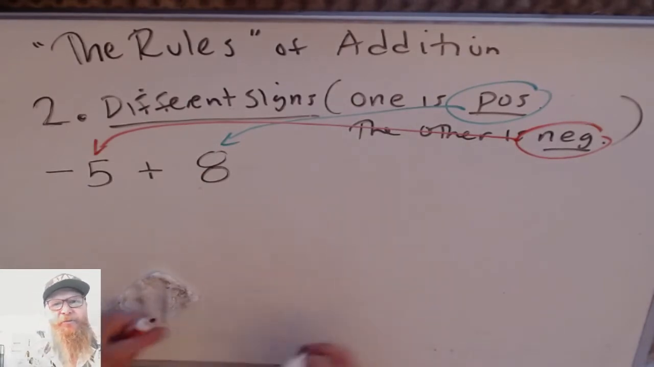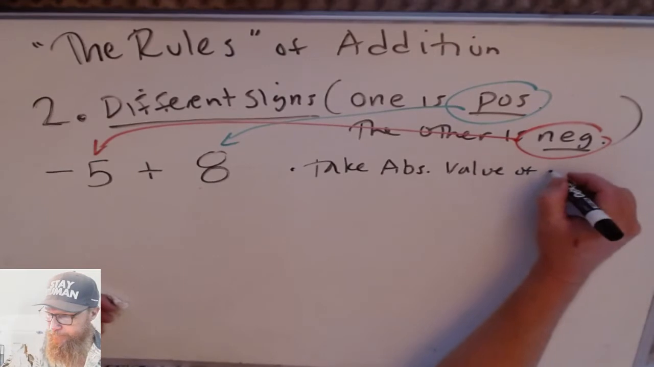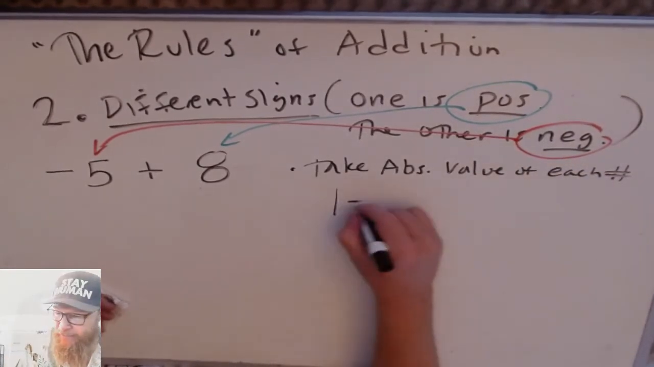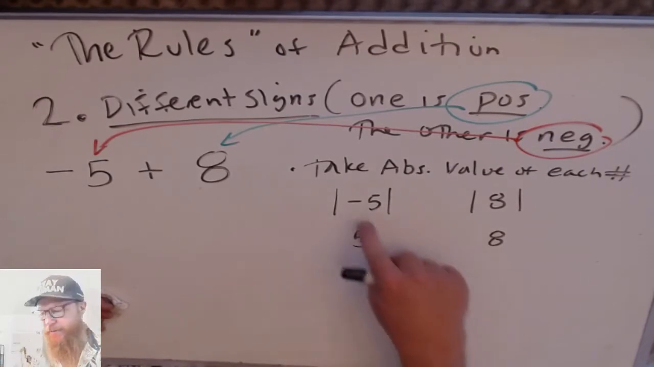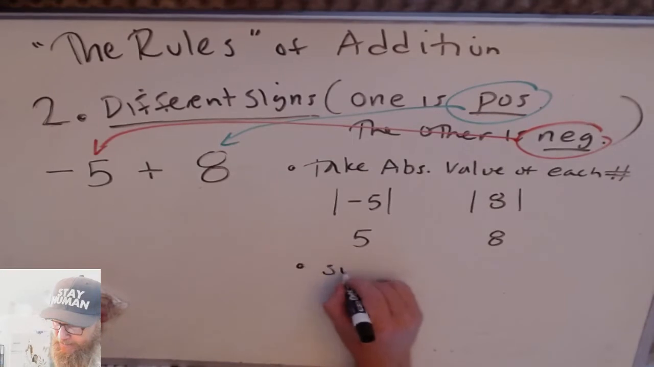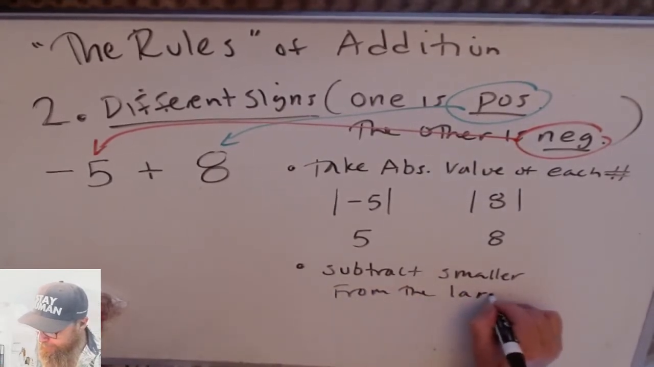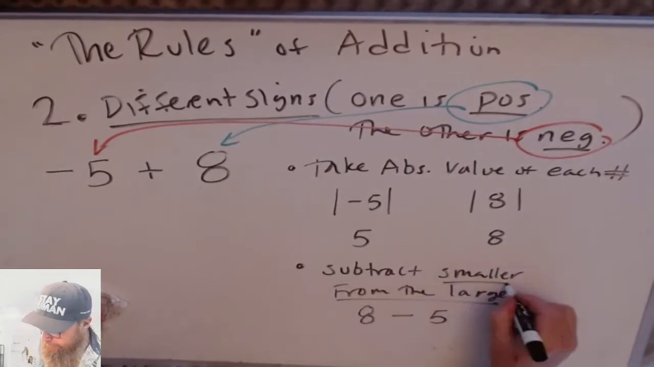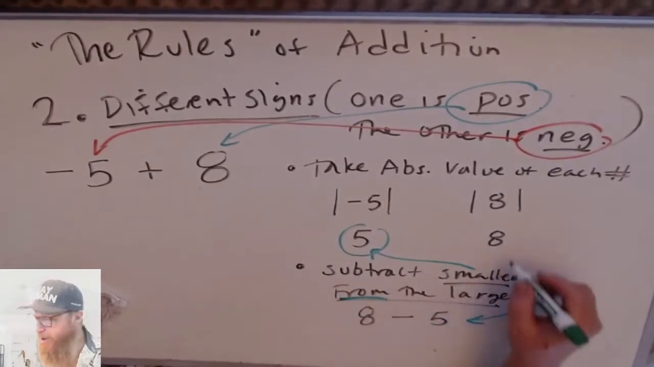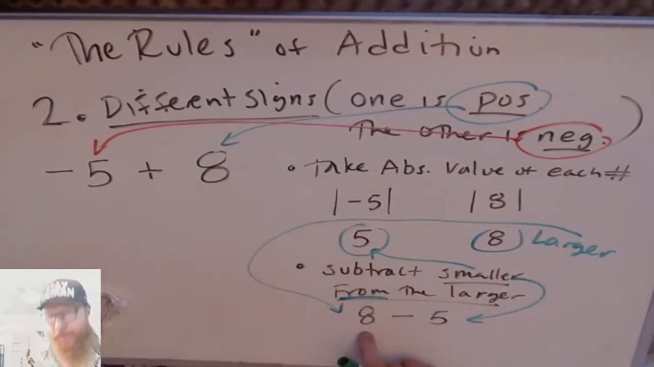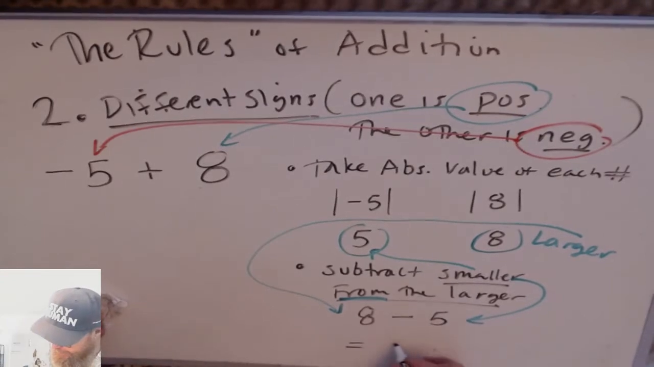Okay, so here's the rule for this. Take the absolute value of each. So you have the absolute value of negative 5 and the absolute value of 8. The absolute value of negative 5 is 5. The absolute value of 8 is 8. Subtract the smaller from the larger. So the smaller one is 5, and make sure you take that away from the larger. So the larger one has to go first: 8 minus 5 equals 3.